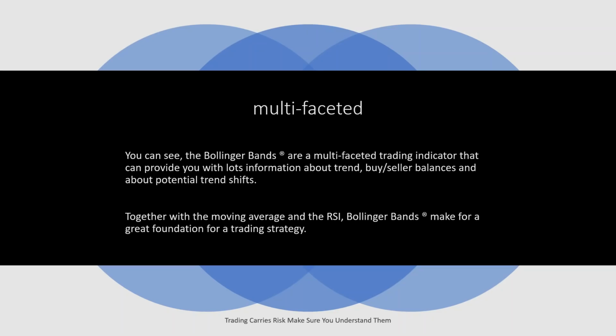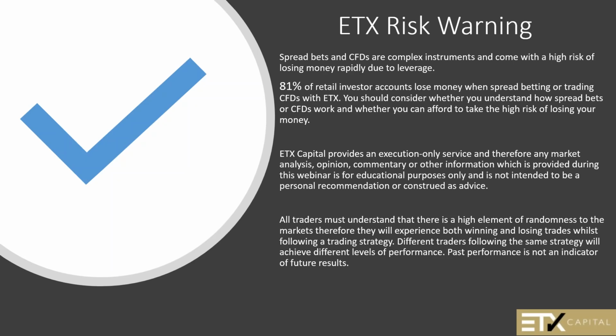So as you can see, the Bollinger Bands are a multifaceted trading indicator that can provide you with lots of information about trends, buyer and seller balances, and potential trend shifts. Together with the moving average and RSI, Bollinger Bands make for a great foundation for a trading strategy. Now, before we go, I'm going to share with you a quick, easy Bollinger Band strategy. You're going to see several screenshots in a row, and the step-by-step instructions are written on the bottom of the chart as you're watching them.